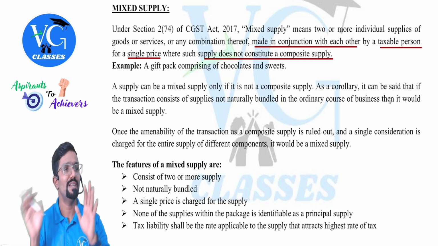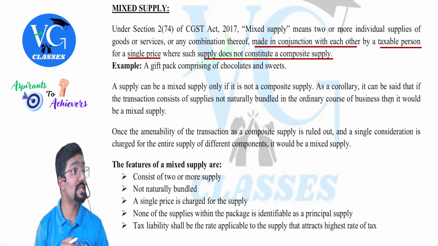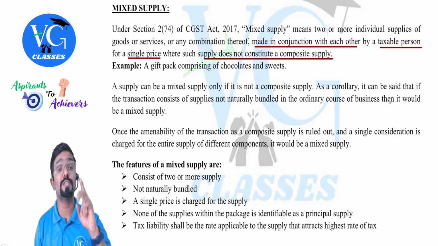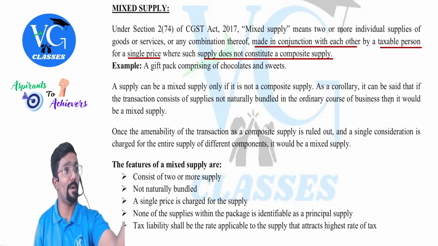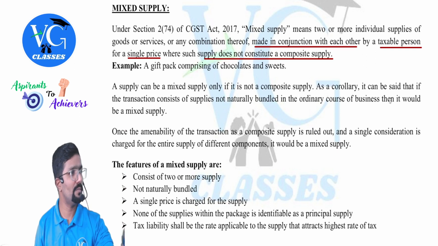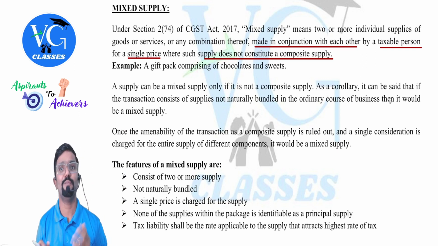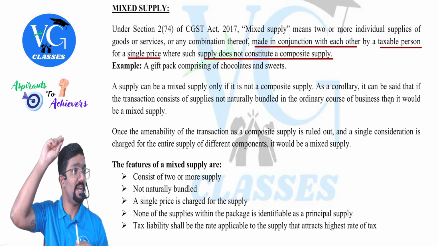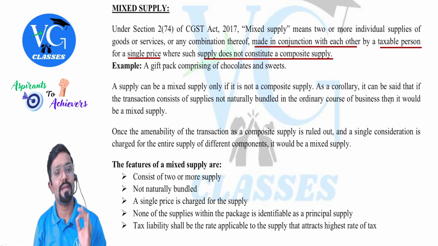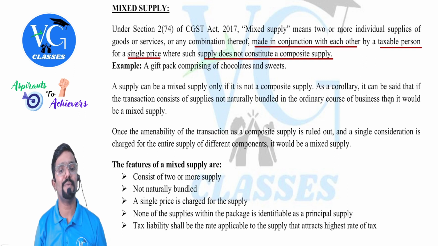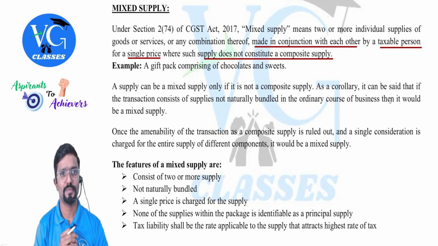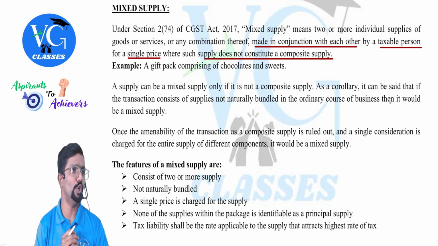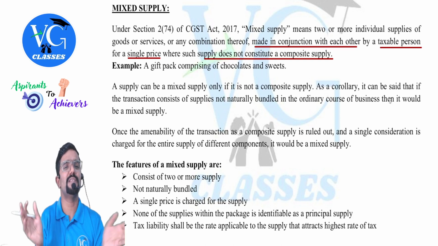What is not composite is mixed. But obviously, two or more goods or services should be supplied for a single price together. And it is not composite. What is not composite? It's straight away mixed. But how will I decide whether it is not composite? Naturally bundled. Key term. Example, a gift pack comprising of chocolates and sweets sold together as a package. Is it naturally bundled, people? No. Because normally people tend to buy these separately.